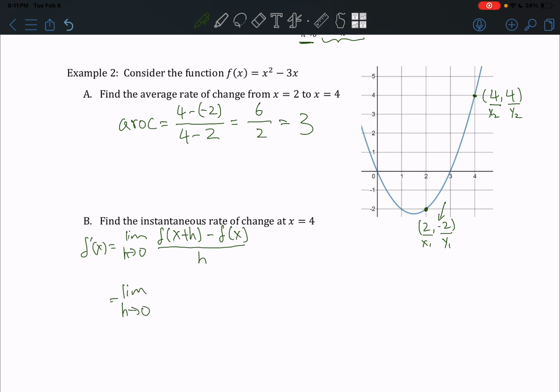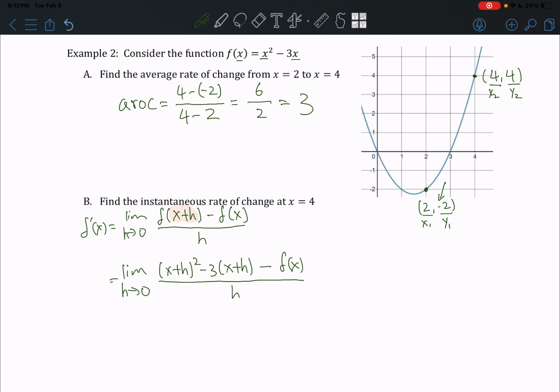Sorry, this derivative by definition. f of x plus h means whenever I see x in f of x, I replace that with x plus h. So I have x plus h squared minus 3 times x plus h. And then I minus f of x, all over h.